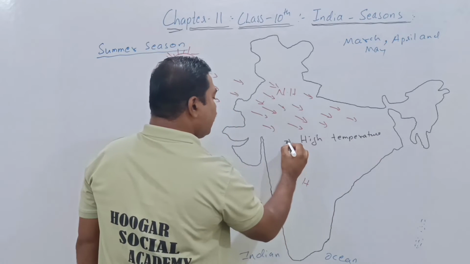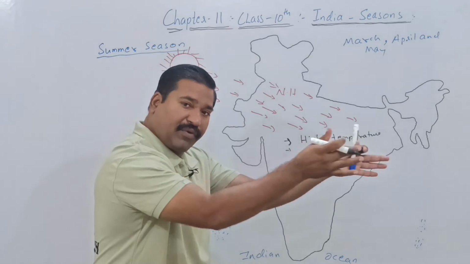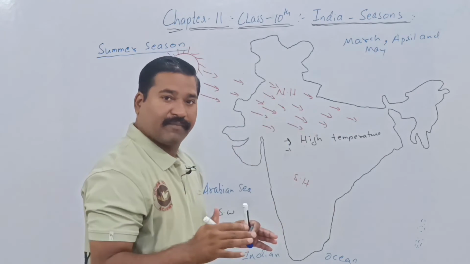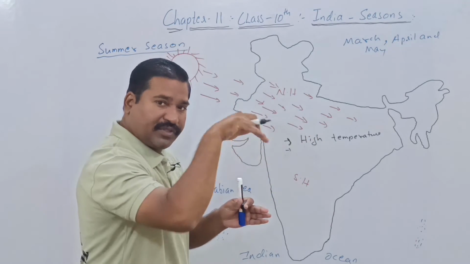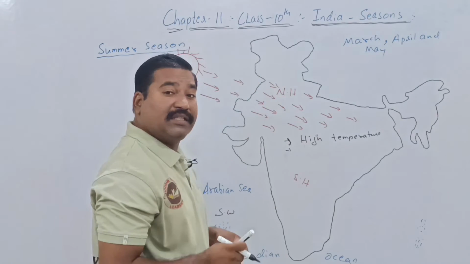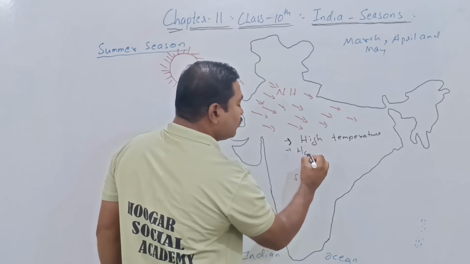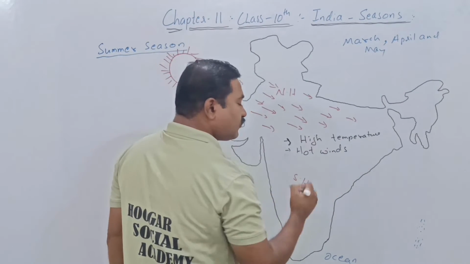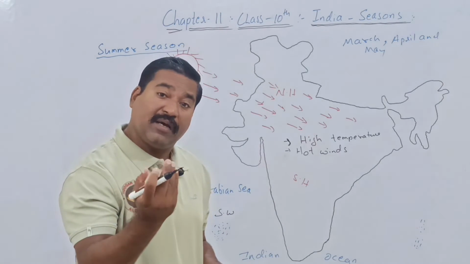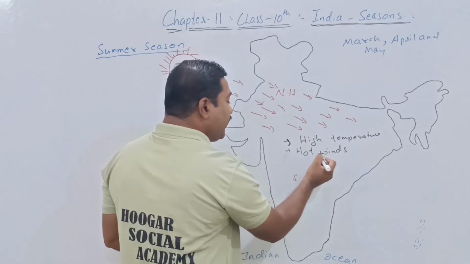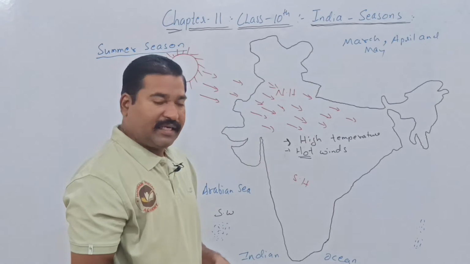When there is a high temperature, the winds which are flowing come into contact with these rays and convert into hot winds, as they lose moisture. When they lose the moisture, winds convert into the form of hot winds.